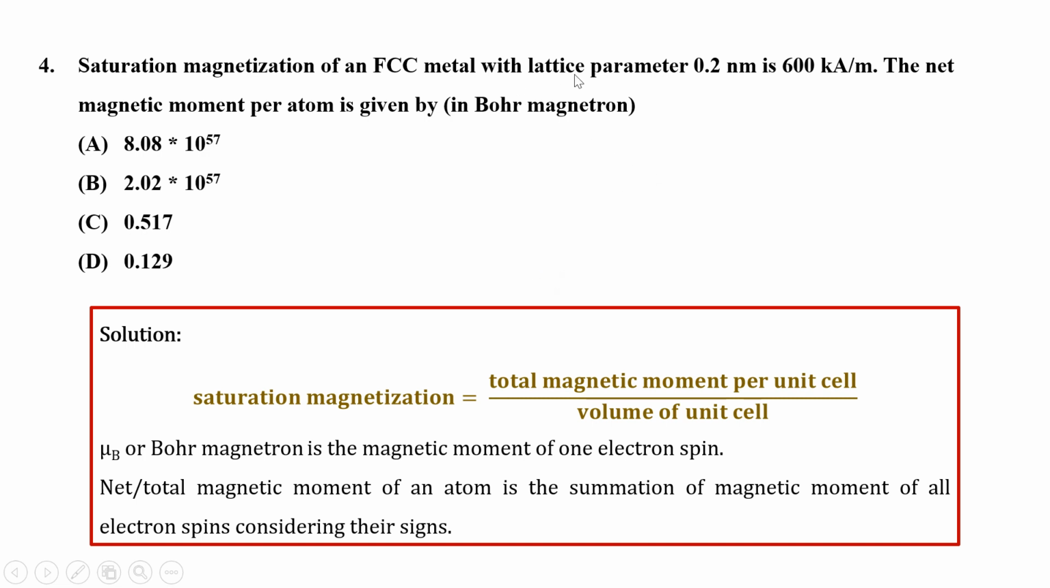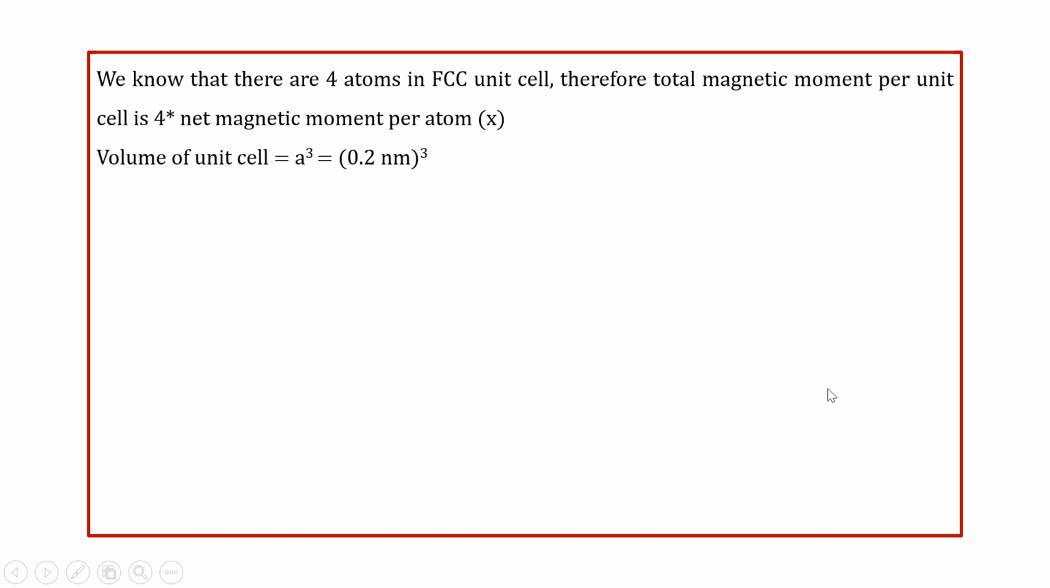So how do we find out? Lattice parameter is given and saturation magnetization is also given. So from the lattice parameter we can find out the volume of the unit cell, and from this given value we can find the total magnetic moment per unit cell. So how is that done? We know that there are four atoms in the FCC unit cell. Therefore total magnetic moment per unit cell is given by 4 into the net magnetic moment per atom. So we are considering that as x.